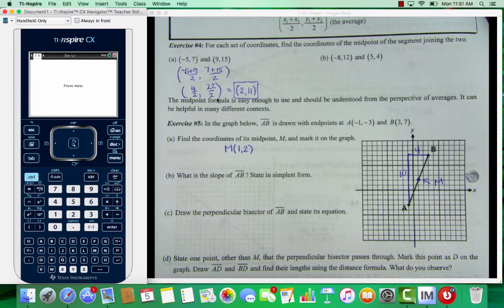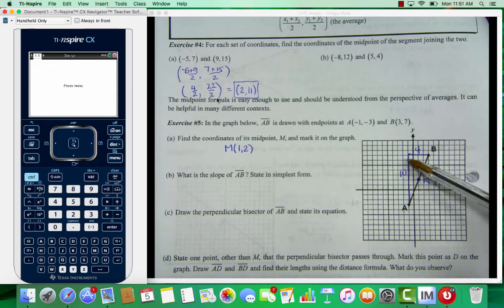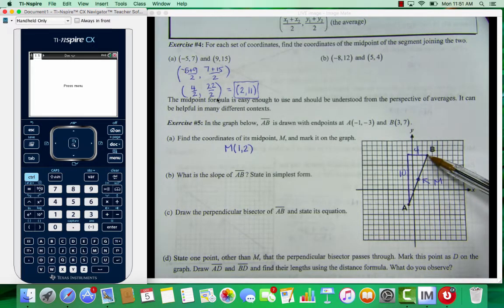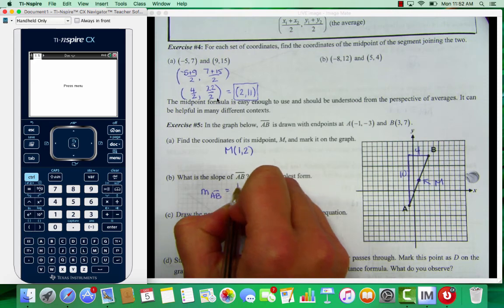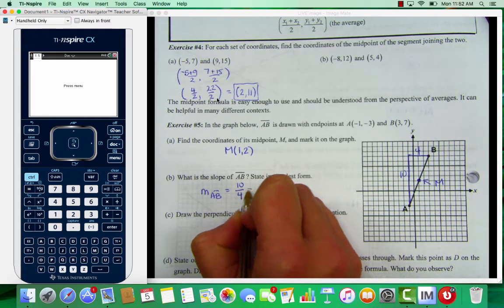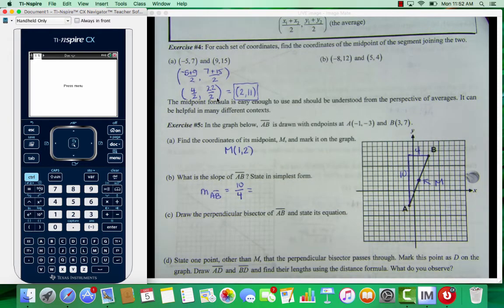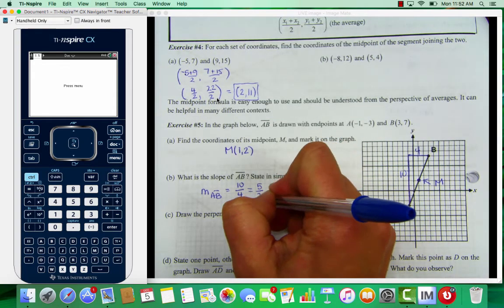And again, I could have done that on paper using my formula, find the average of the x's, average of the y's. But if you have graph paper, sometimes it's just as easy to count the boxes and actually find it. All right, so what is the slope of AB then? Well, if I went up 10 units and over 4 to go from A to B, my slope of AB would be up 10 units and over 4. And I can simplify that. I can take a 2 out of everything. And so my slope would be up 5 and over 2.